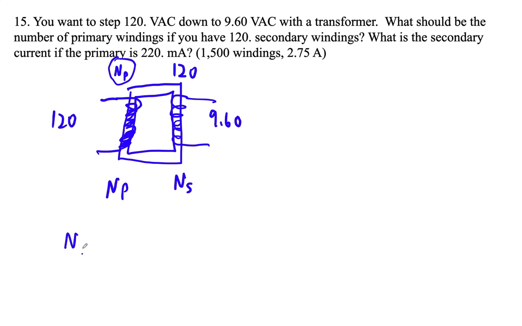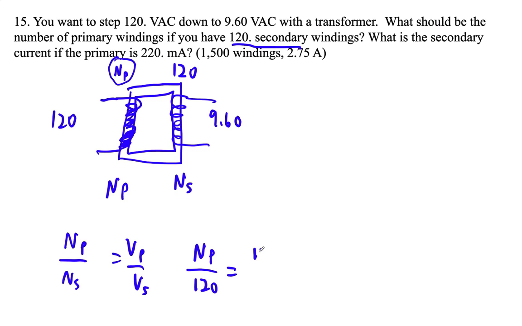So N primary is to N secondary as voltage primary is to voltage secondary. So N primary over 120 equals voltage in the primary, 120. Oh no, there's two 120s. Okay, so this is 120 volts. That's just 120 windings. I really should make that a different number.